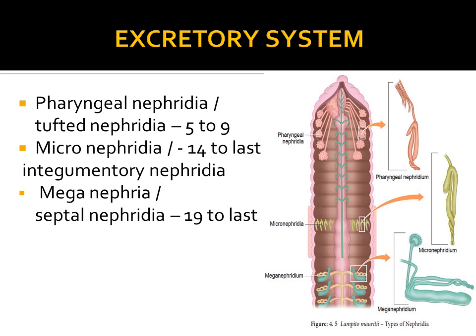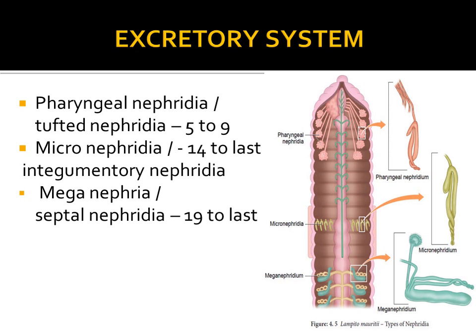The second one is the micronephridia, also known as integumentary nephridia. What do we mean by micro? It is small, minute nephridia, so it is called micronephridia. Why integumentary? Integumentary means skin, so it is attached to the skin. It commences from the 14th segment and continues till the last segment.